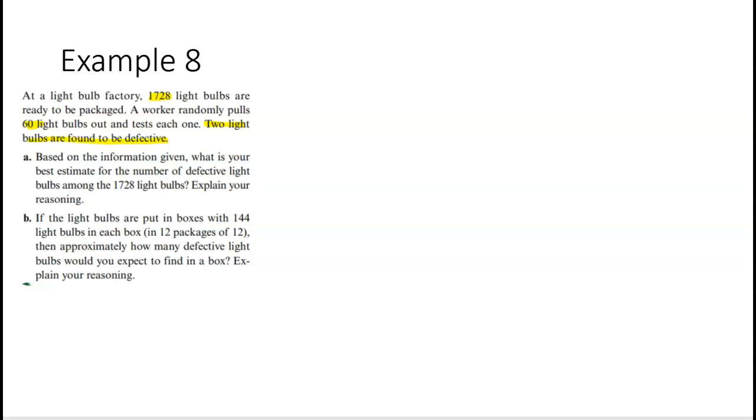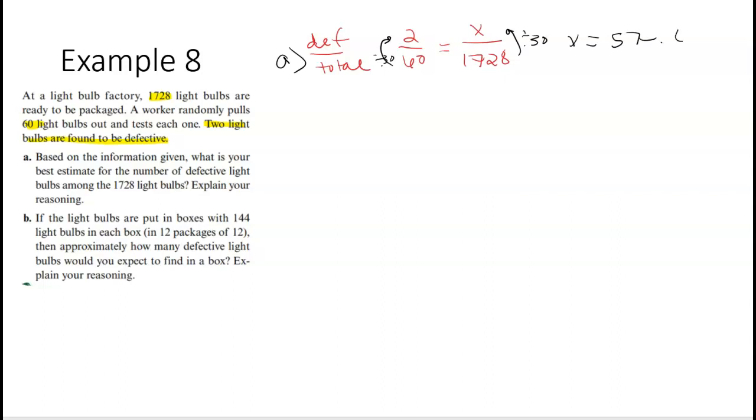Well, I personally prefer the proportion method, so that's what I'm going to use. But you can use any method. Defective to total. I know that 2 out of the 60 are defective in the sample, and I want to know how many are defective over that total. So to get from 60 to 2, I'm going to divide by 30. So I'm going to divide this by 30, and I get x equals, so 1728 divided by 30 gives me 57.6. So I'm going to say about 58. I'm going to round that up.